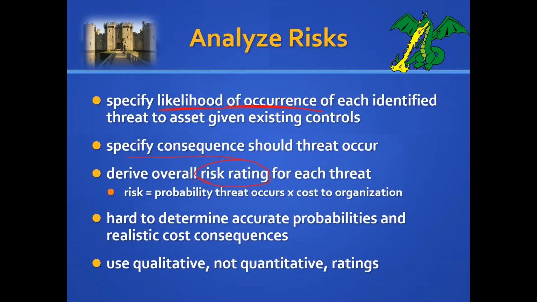So risk really is basically a probability, the probability that the threat occurs times the cost to the organization. Because if the probability is very high, but the cost is almost negligible, no one's going to care. No one cares if the cost is insignificant. And the cost is not just money, it could be reputation to the organization, which eventually would translate into lost sales, which is also money. So you just have to think about it in those terms. It's hard to determine accurate probabilities and realistic cost consequences. That's not always very feasible, but you can always try it.